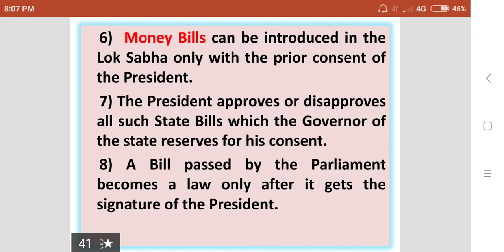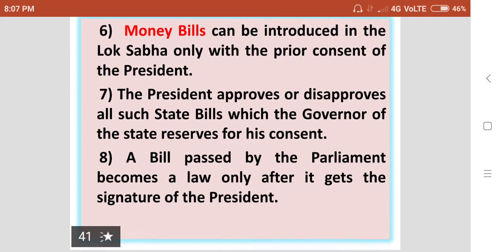So, eighth legislative power of the president is a bill passed by the parliament becomes a law only after it gets the signature of the president. So, only with the signature of the president does the bill passed in the parliament become a law.